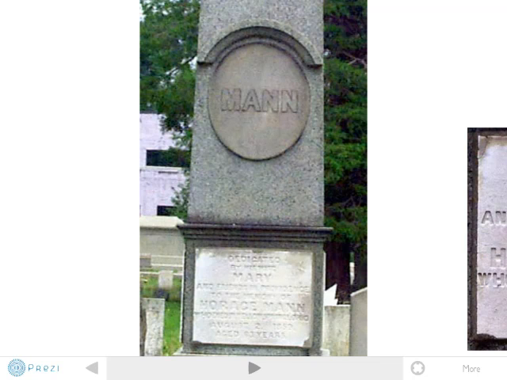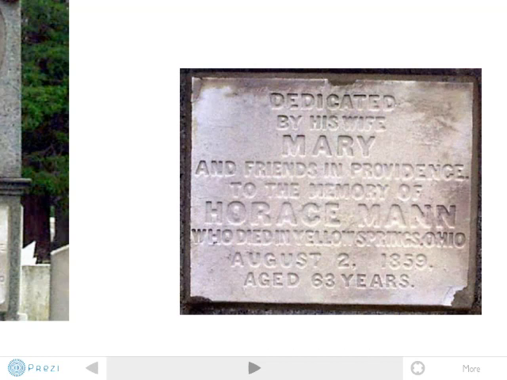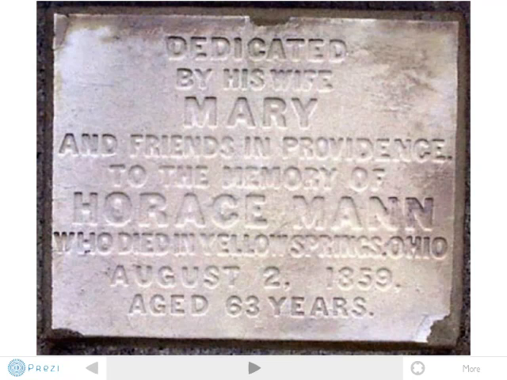You'll see a little plaque that says it's dedicated to Mary, and there's his grave, and this is what it says. Dedicated by his wife, Mary, and friends in Providence, Rhode Island, to the memory of Horseman, who died in Yellow Springs, Ohio, August 2nd, 1859, aged 63 years. It doesn't say anything about his education. It doesn't say anything about a great educator, a great proponent. I guess because they didn't see it then. They saw it later. But definitely says he died in Yellow Springs, Ohio.